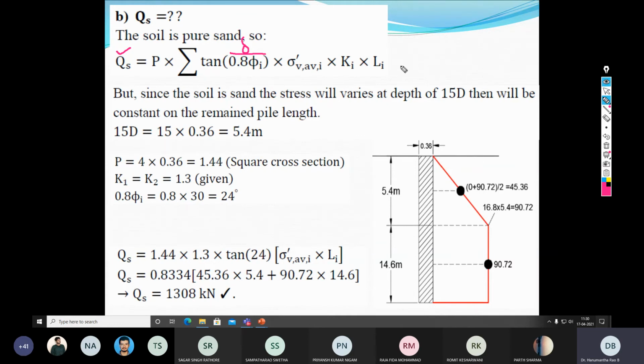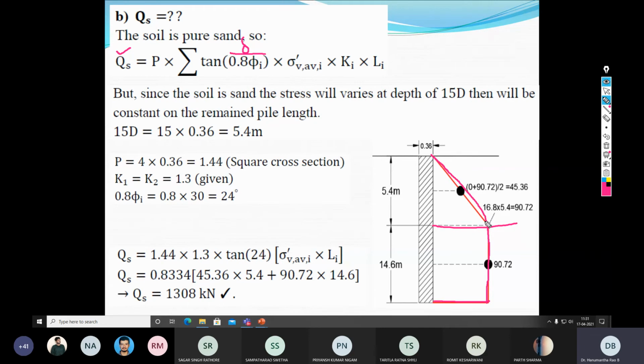Now Meyerhof also put one restriction, very similar to the point bearing resistance: the average skin friction increases linearly up to a certain depth, and thereafter it becomes constant. So the very first step is to find until what depth the average unit skin friction is varying, and beyond that it becomes constant.